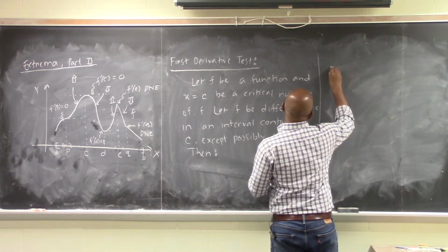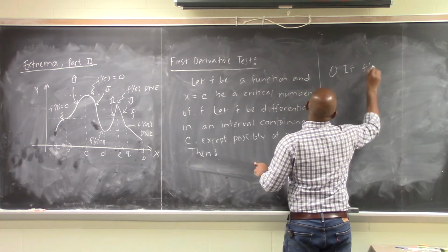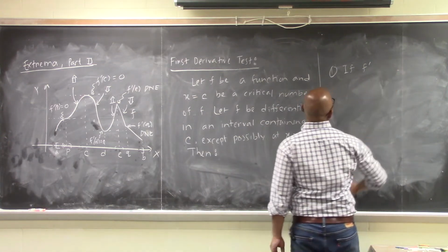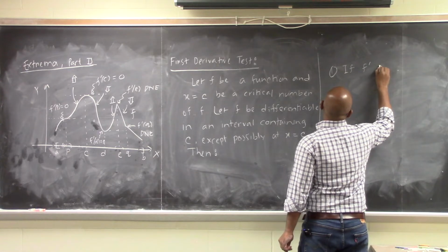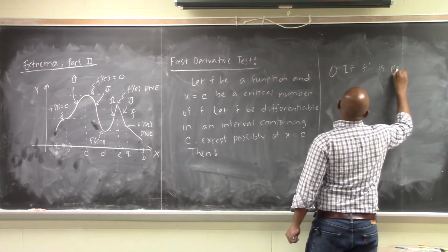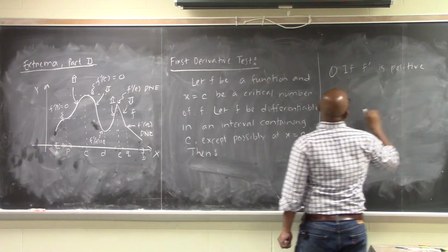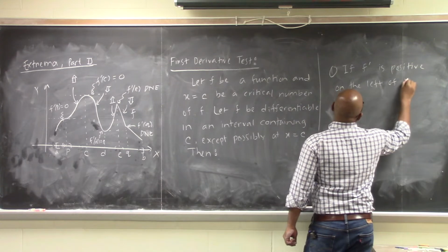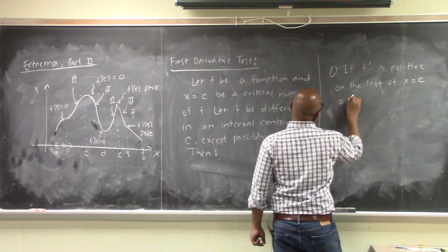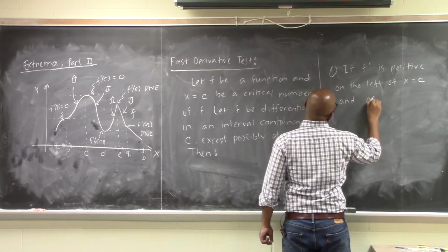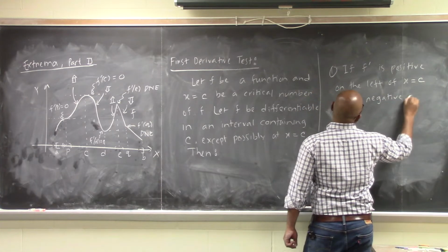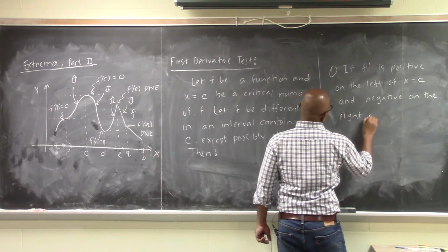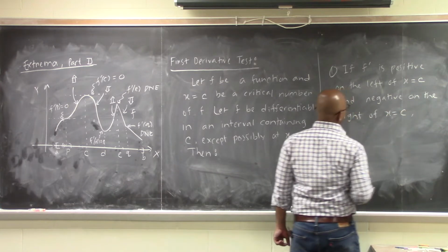So number one is this. If f prime is positive on the left of x equal to c and negative on the right of x equal to c, then what happens?